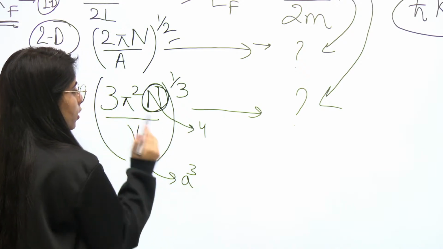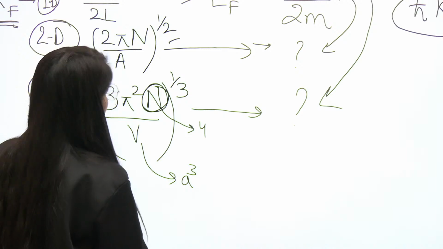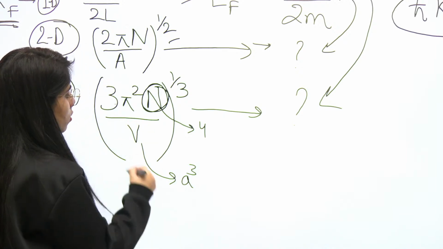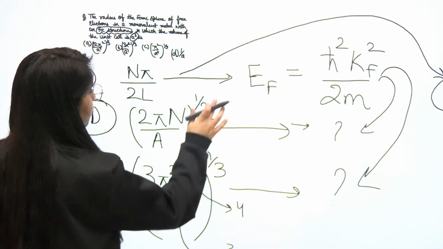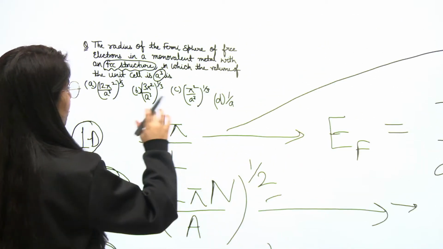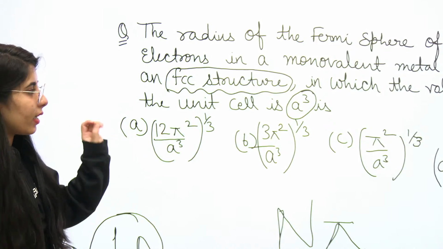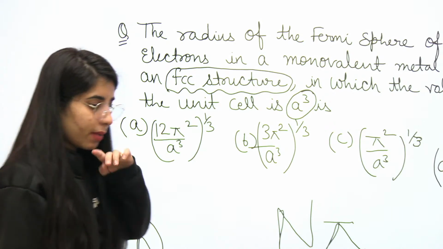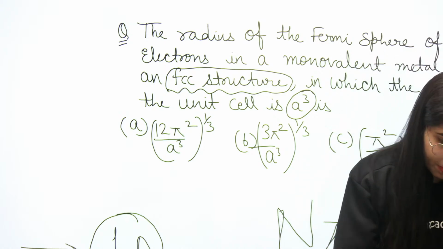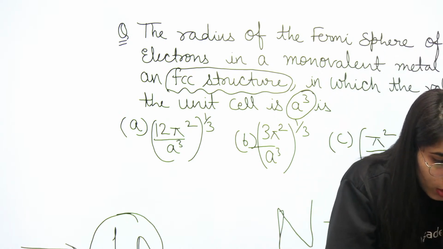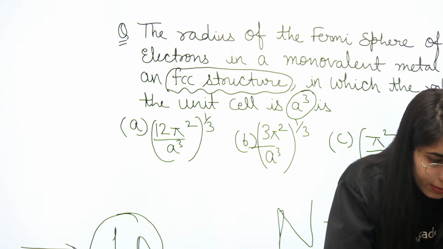So 4 into 3, 12. 12 pi squared upon a cube, to the power 1 by 3. Look at the options now. 12 pi squared upon a cube to the power 1 by 3 is in option A, and that's the correct one. So only by knowing the formula you get the right answer quickly and in very little time. Okay, it is for fermions, Sadhana. Is this clear to all of you?